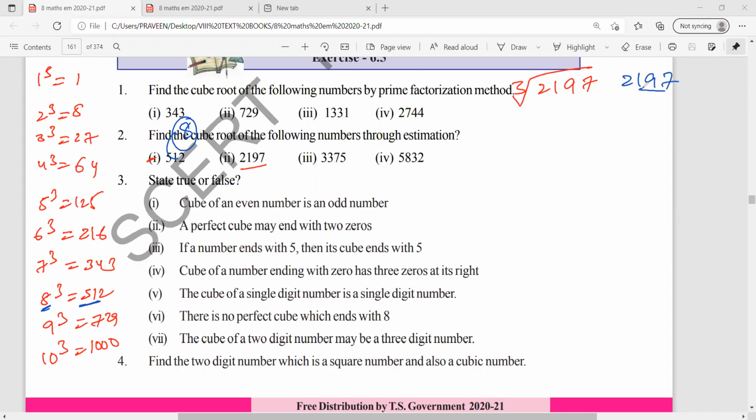2197: from the first to the last, take the last 3 digits to one side, 197, and write it down. You can take two groups: this is group 1, and this is group 2.